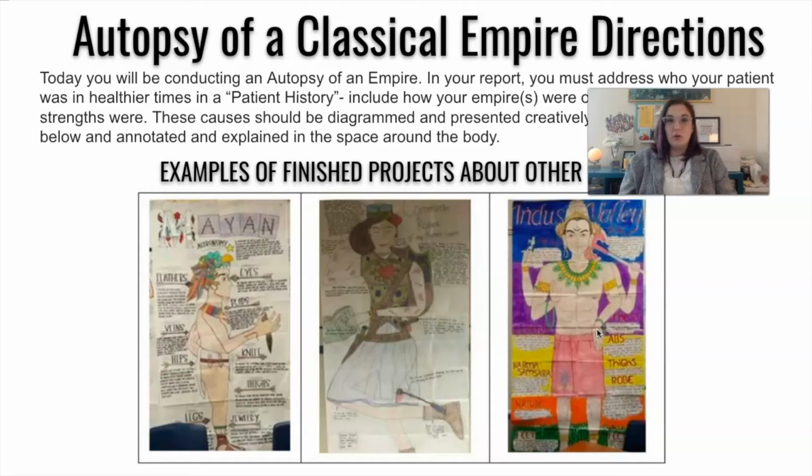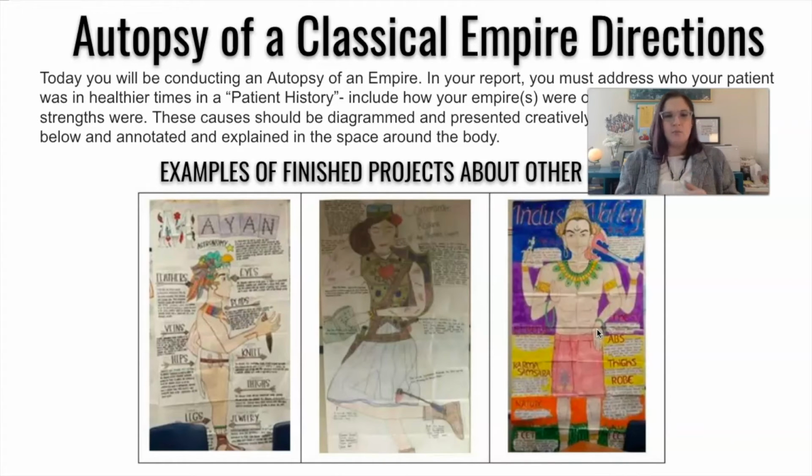So basically, you guys are going to be conducting an autopsy of an empire. You'll write a report in which you address how your patient, or the empire, which has been turned into a person, was in healthier times. In a section called Patient History, you will talk about how the empire was organized, what their strengths were, and then you will get into the causes of why the empire eventually declined and died. You'll diagram these causes around the body, annotate them in the space around the body, and then you'll include more explanations in a paragraph.